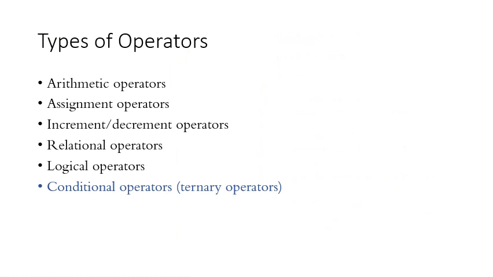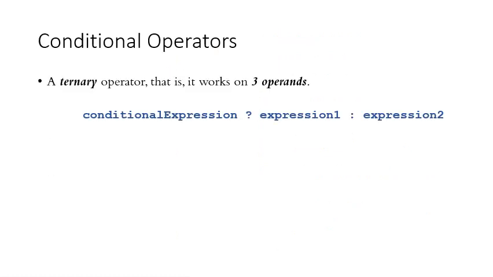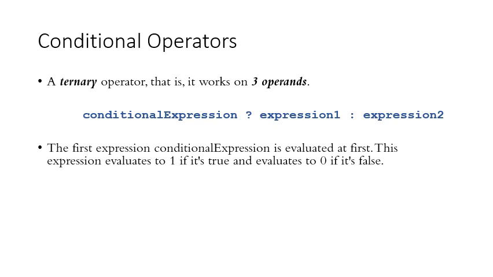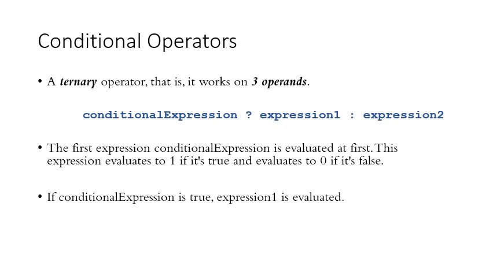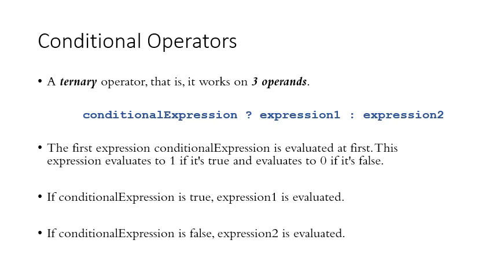Next are the ternary operators. Lastly, we have the conditional operator, which is a ternary operator that works on 3 operands. So we have a conditional expression and also 2 other expressions. The conditional expression is evaluated first, and this expression evaluates to 1 if it's true and evaluates to 0 if it's false. So if your conditional expression is true, your expression 1 is evaluated. If the conditional expression is false, your expression 2 is evaluated.